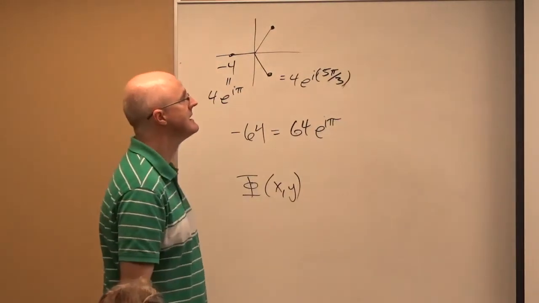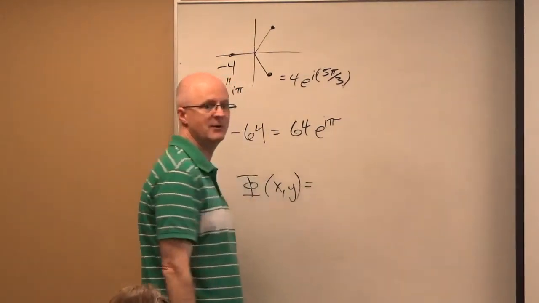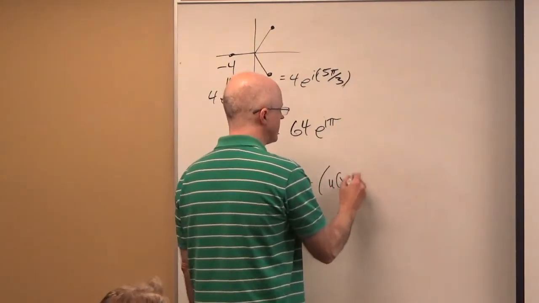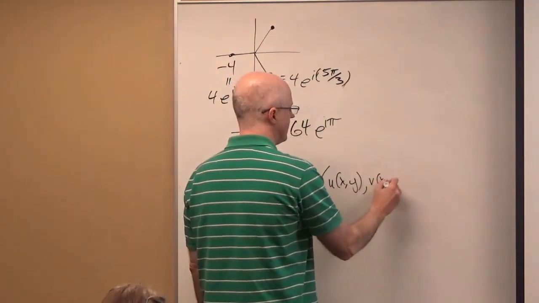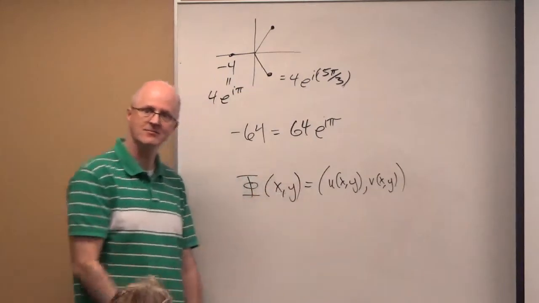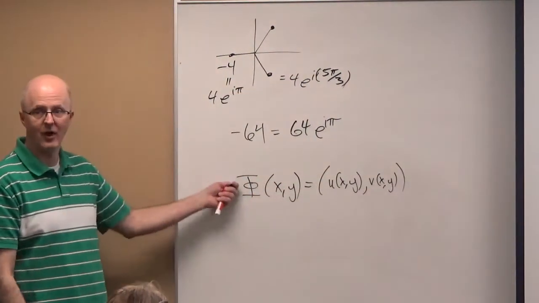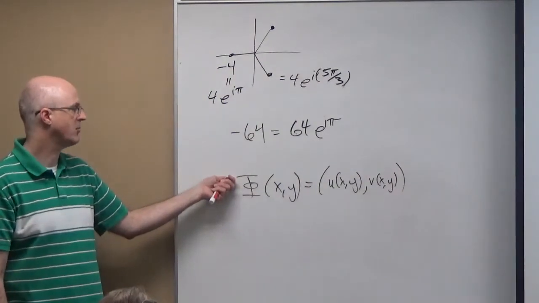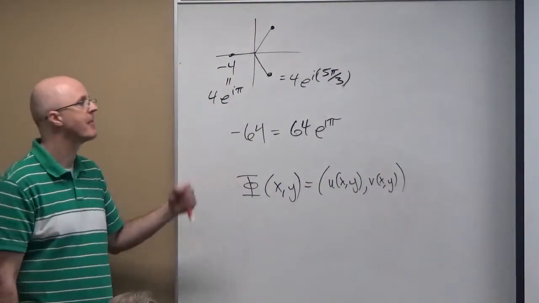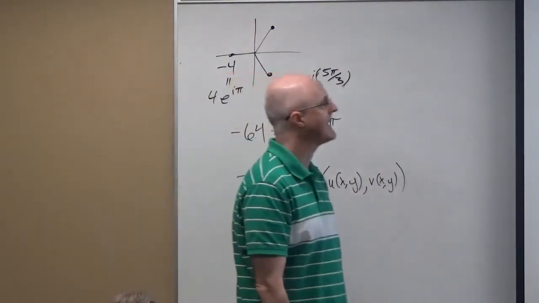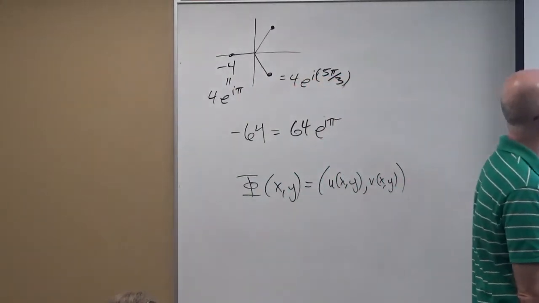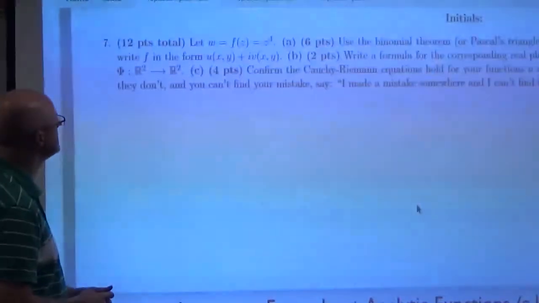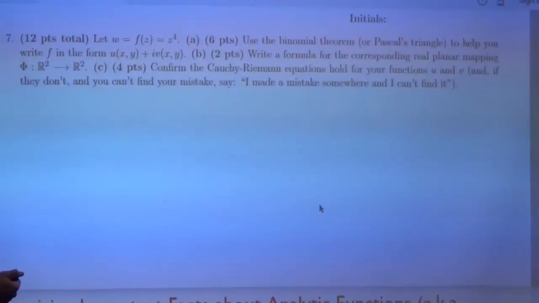It's pretty. Whatever you find for U and V, for the real planar mapping, just make those your coordinates. No i's here. This is a real function of a real variable, with two-dimensional output and two-dimensional real input. Don't write any i's for part B. And then verify the Cauchy-Riemann equations hold for U and V.